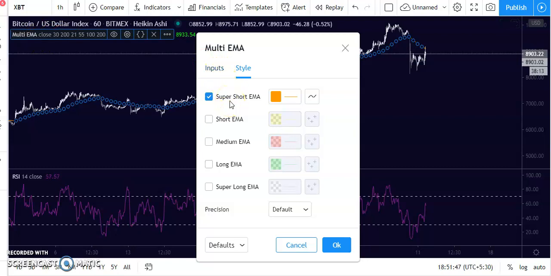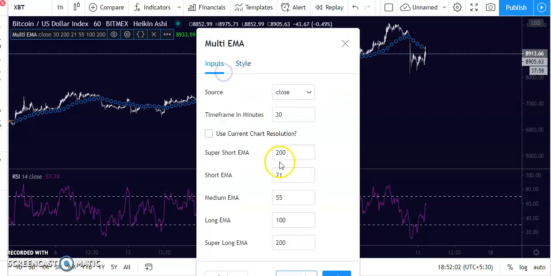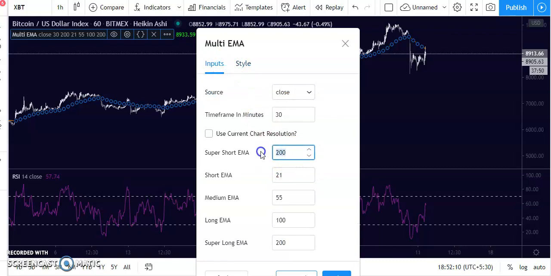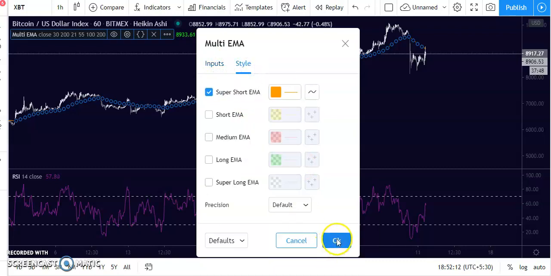So I'm using a 30-minute time frame and a 200-day moving average of the 30-minute time frame, and I'm applying it on a 1-hour chart. You can use any hour chart. The principles are the same. Okay, so this is the first setting.